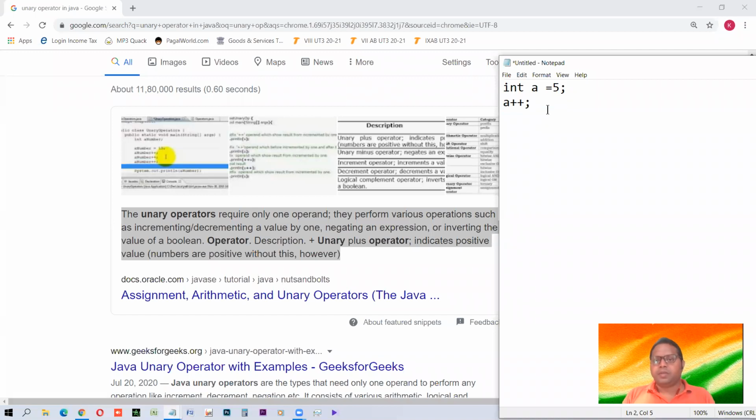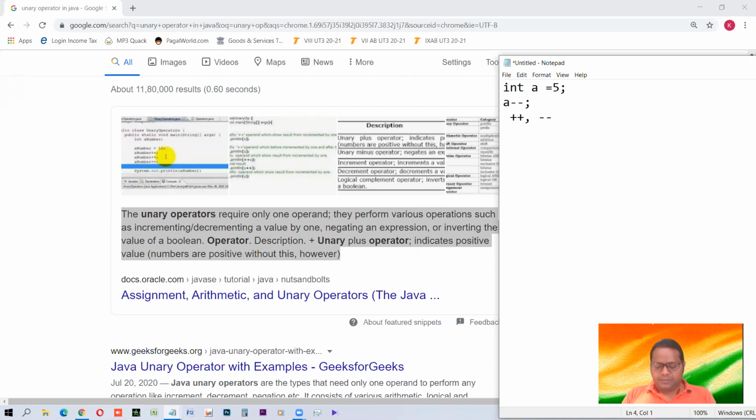The same way, if you write a minus minus, then it will decrement. Means now the value of a will become 4. It is decreasing the value. So what do we understand? We should understand that this plus plus is called increment operator, and this minus minus is called decrement operator. This is unary operator. Why? Because it needs only one operand to work. काम करने के लिए इसको सिर्फ एक ही ऑपरेंड चाहिए. That's why it is called unary operator.